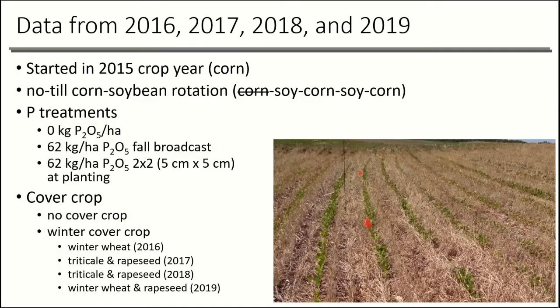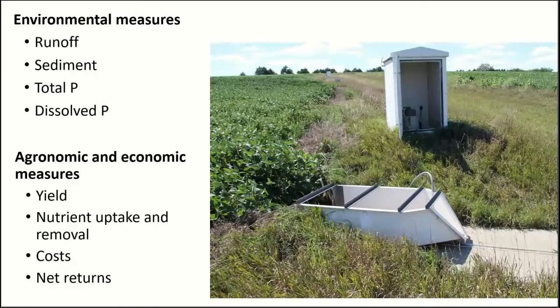So at the edge of each plot we collected all the runoff with an H flume, and then collected samples for every single runoff event, samples of runoff water, analyzed that for sediment, total phosphorus, and dissolved phosphorus. So we can look at concentrations and then also the total losses, and that's what I'll primarily be presenting today. I'll present a little bit of yield data and some soil test data just to give you some background on how these treatments influenced some of our more typical agronomic type responses.